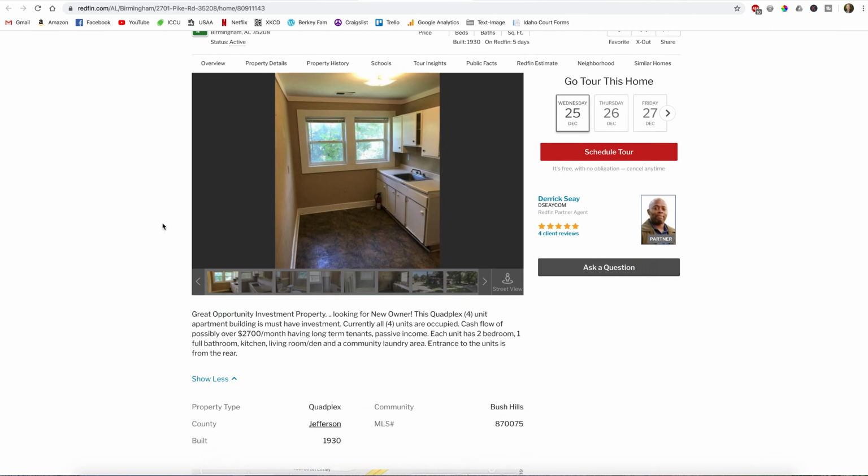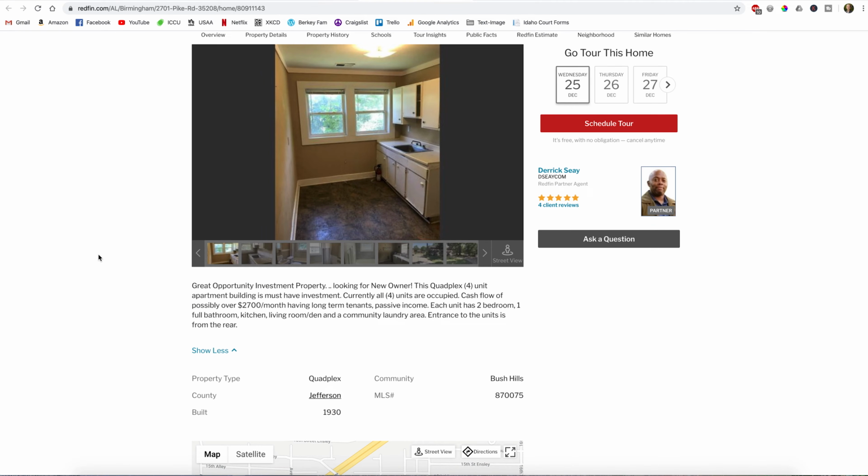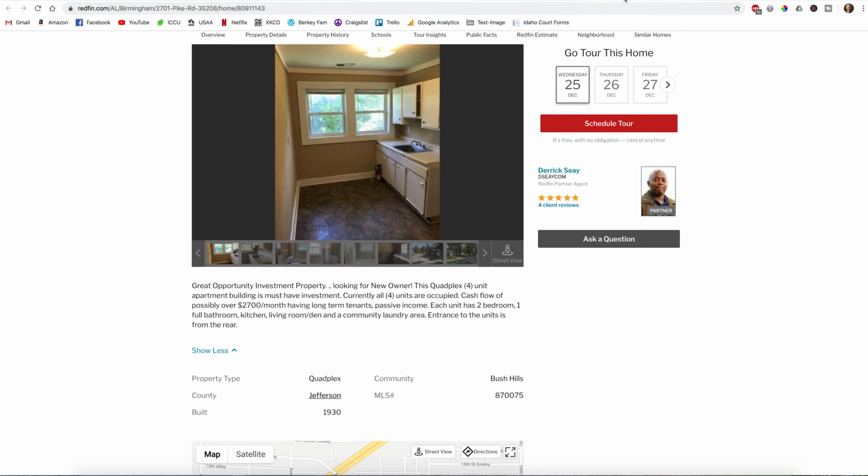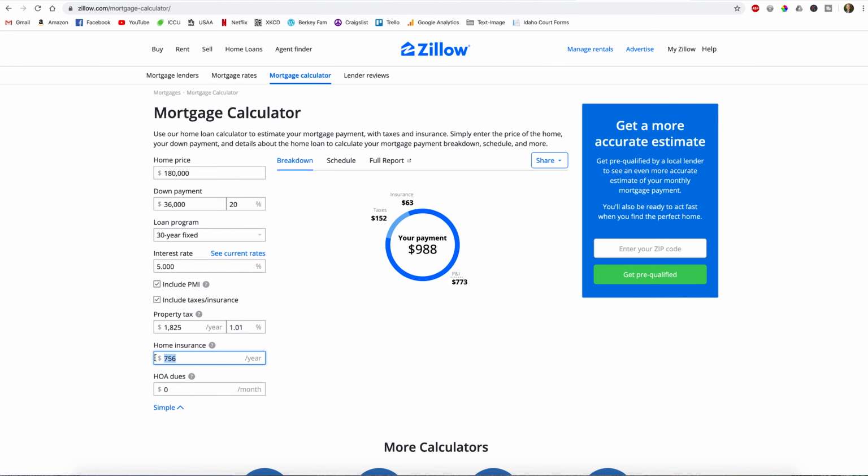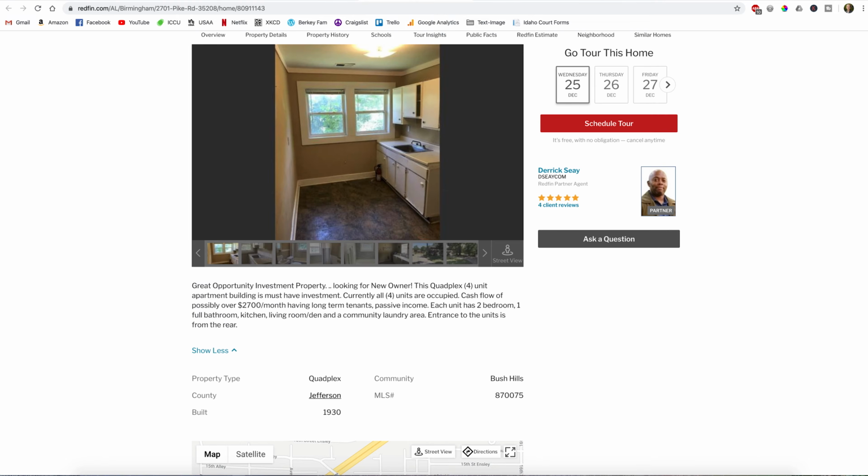And then this property was built in the 1930s, so I'm guessing that homeowners insurance is going to be fairly high. So let's just do, I don't know, let's do $1,400 just to be safe. Okay, so our mortgage payment is $1,042. So what we're going to do is come back to the listing, and we can see that the projected cash flow is $2,700 a month.